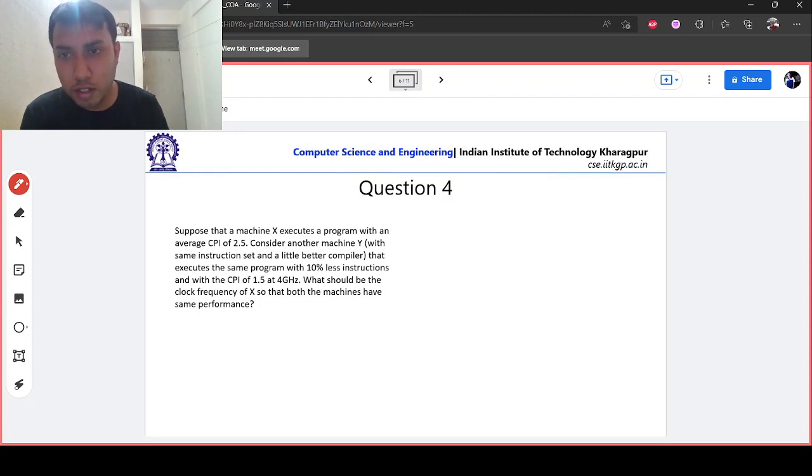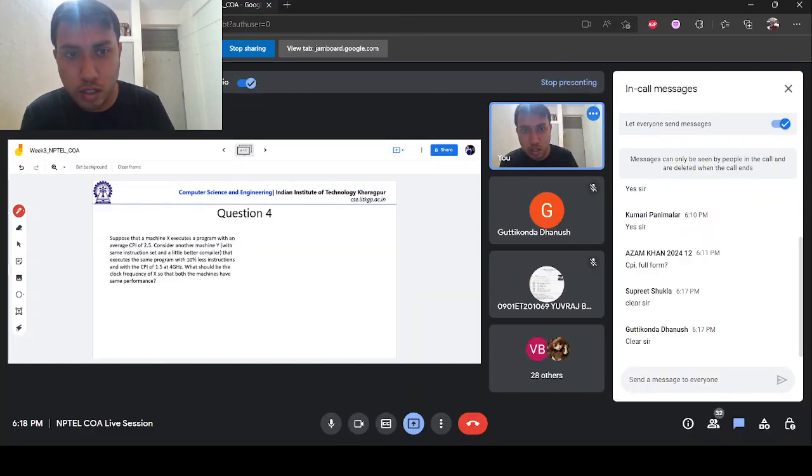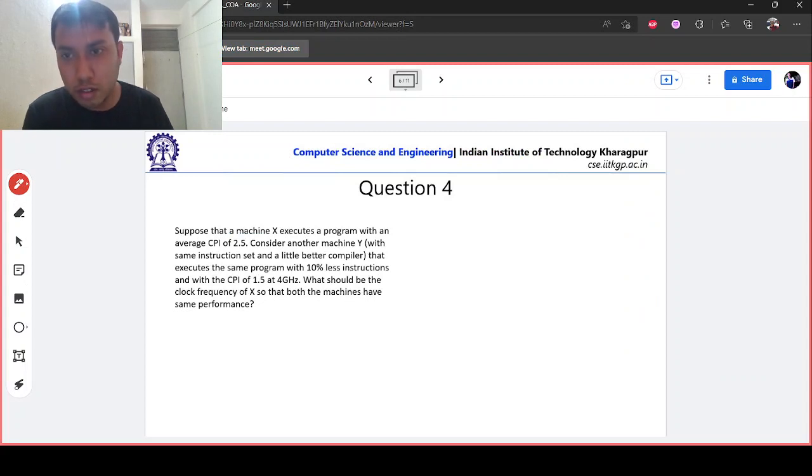So it says a machine X executes a program with the average CPI 2.5. So consider another machine Y with the same instruction set but a better compiler that executes the same program with 10% less instructions and with CPI of 1.5 at 4 gigahertz. What should be the clock frequency so that both machines have the same performance?